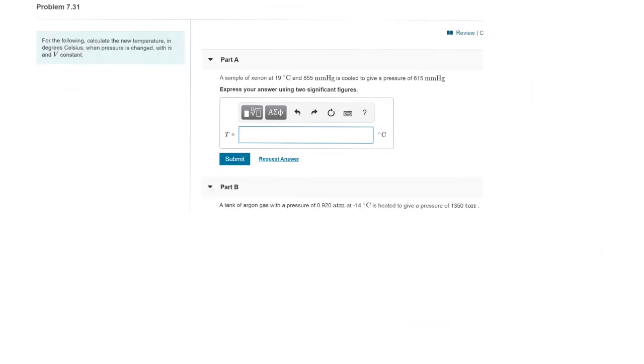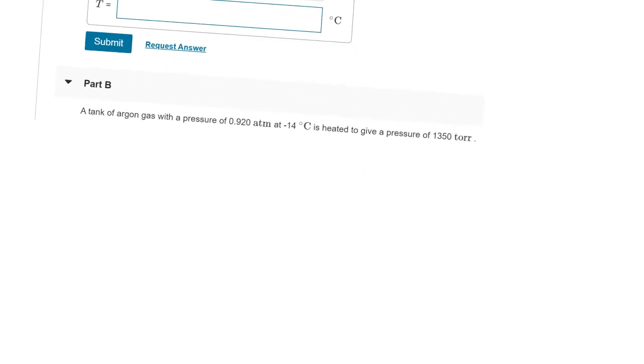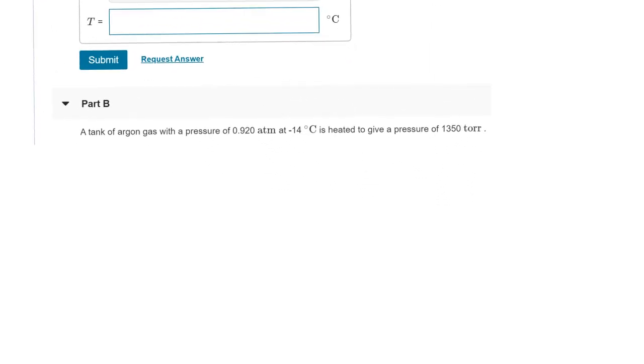All right, let's take a look at part B. Part B is the exact same thing, except they have some fun with units. So let's take a look at this fun with units. We read the problem, we label our units. First of all, they gave us a pressure, 0.920 atm, which is fine, good, and easy to use if we want to.